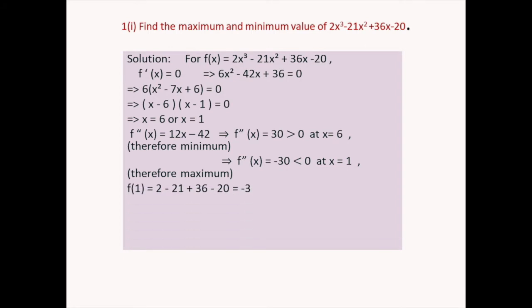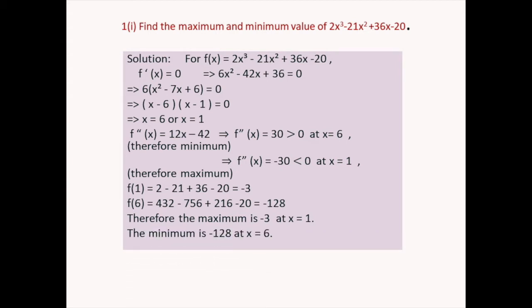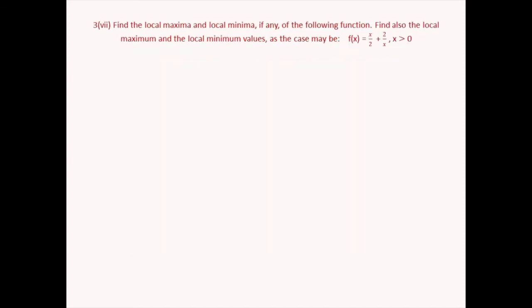So now the functional value at the point 1 I am going to calculate, as well as at 6, because 1 and 6 have been decided as the maximum and the minimum points respectively. So the functional value at 1 comes out to be minus 3, and at 6 comes out to be minus 128. So therefore the maximum value of f(x) at 1 is minus 3, and the minimum value of f(x) at 6 is minus 128. Now let's see the next question.